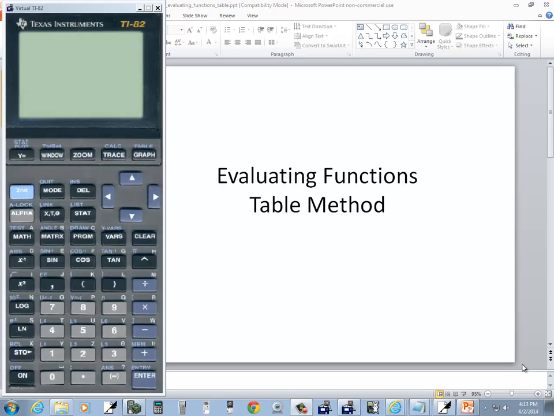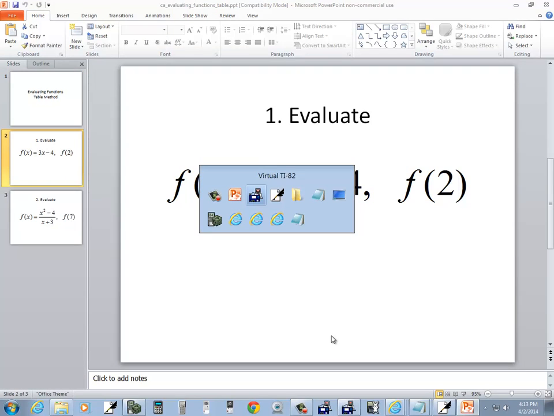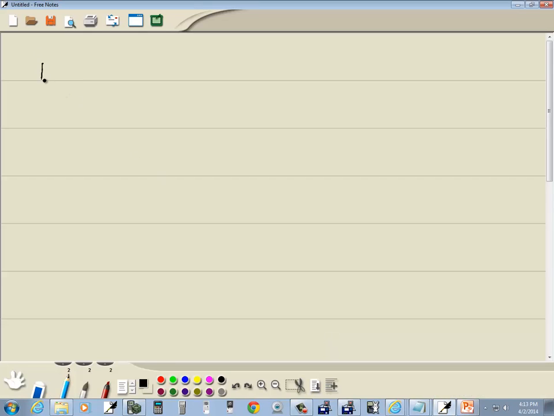Let's take a look at evaluating functions using the table method on a TI-82 calculator. Let's take a look at our first problem here. I've got f of x is equal to 3x minus 4, and we want to find f of 2.